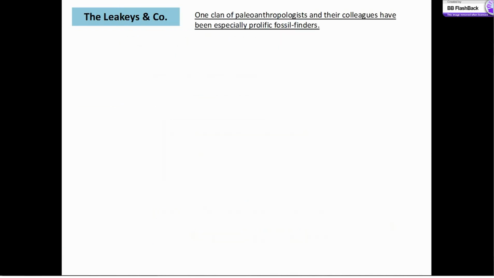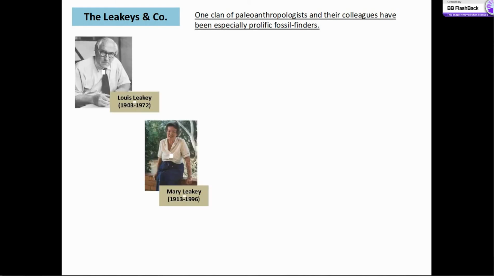Maybe, I don't know. So the folks who uncovered the first remains of Homo habilis, and who have really been leading the charge on paleoanthropology in Africa and contributing to the whole shape of the field, are the Leakeys. You may have heard of the Leakeys. Let's introduce you to them. You may have heard of Louis Leakey and Mary Leakey. In fact, I've already introduced you to Mary Leakey.